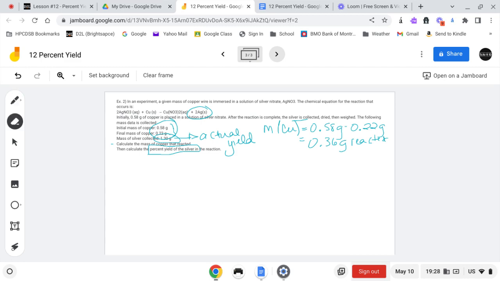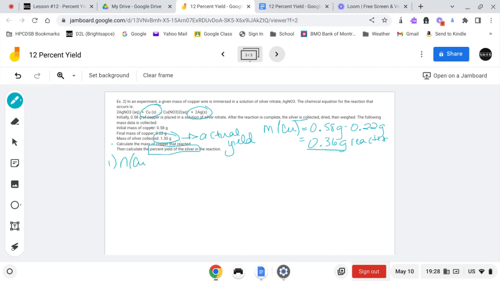Let's just clean this up here a little bit. So I got 1.30 grams. That's my actual yield. I want to know my theoretical yield so that I can figure out the percent yield. So we're going to start to set this up, and we're going to first calculate the moles of my known substance, which is copper. And again, that's all I have info for. I know how much of that reacted.